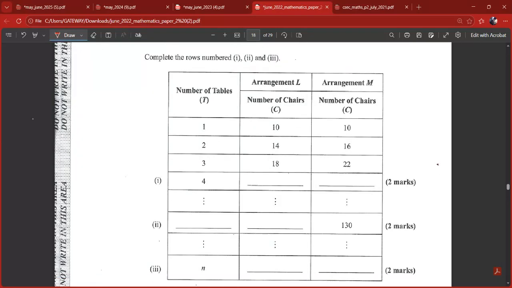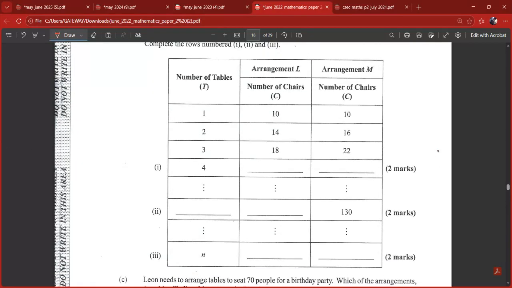So you have table 1 to 4. Well, actually, they give you table 1 to 3. The number of chairs for arrangement L and the number of chairs for arrangement M. Right? So when you have one table, arrangement L has 10 chairs. You have one table, arrangement M has 10 chairs as well. You have 2 tables, arrangement L has 14 chairs and arrangement M has 16 chairs. You have 3 tables, arrangement L has 18 chairs and arrangement M has 22 chairs.